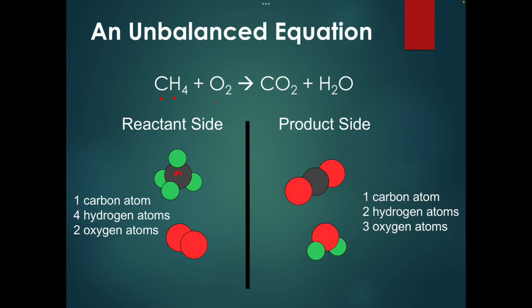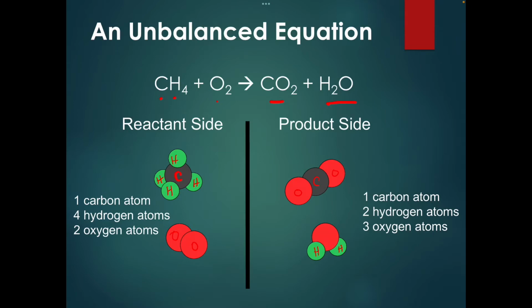Our carbon is black, and so we have one carbon atom, 4 green hydrogens, and 2 red oxygens, okay? If we look on the product side, we're making carbon dioxide and water. So this is our carbon dioxide, and we have our water, okay? So we have 1 carbon atom, 2 hydrogens, and 3 oxygens.